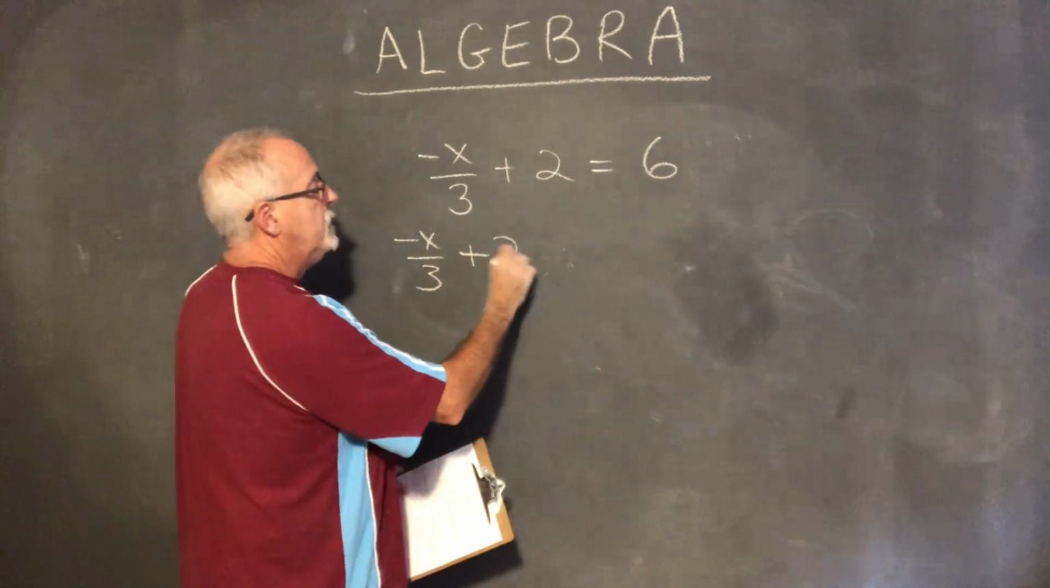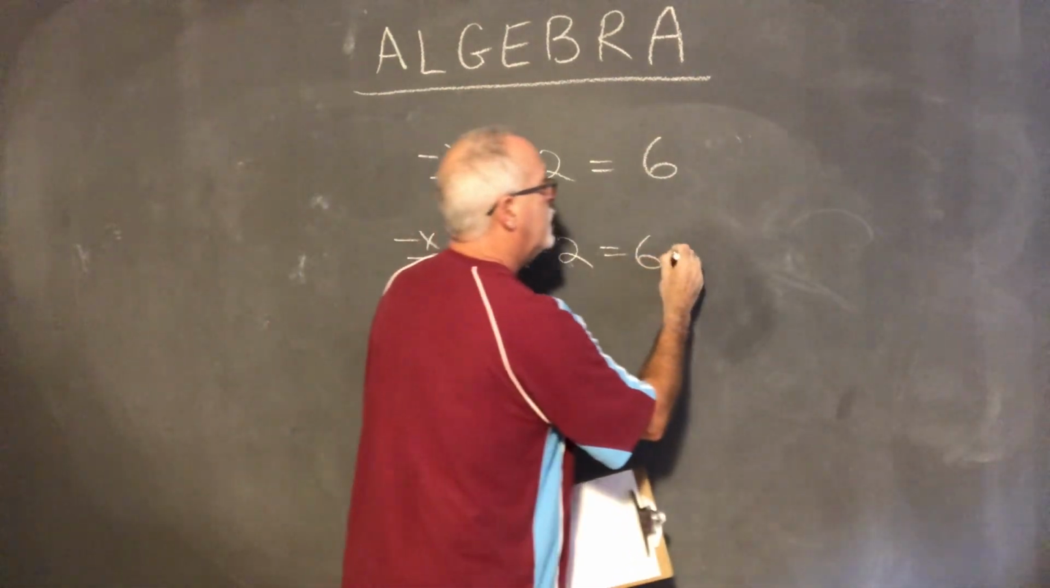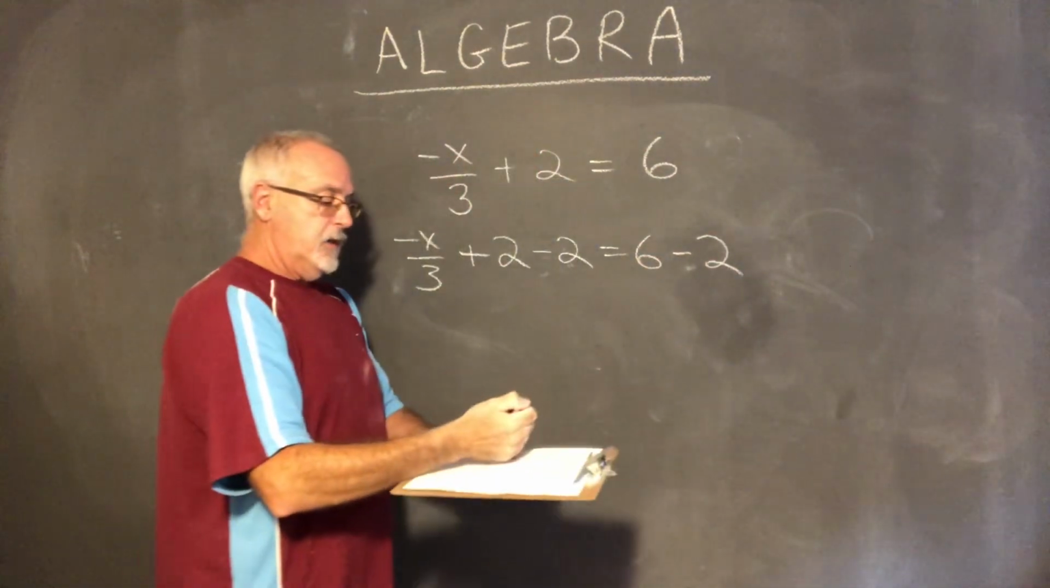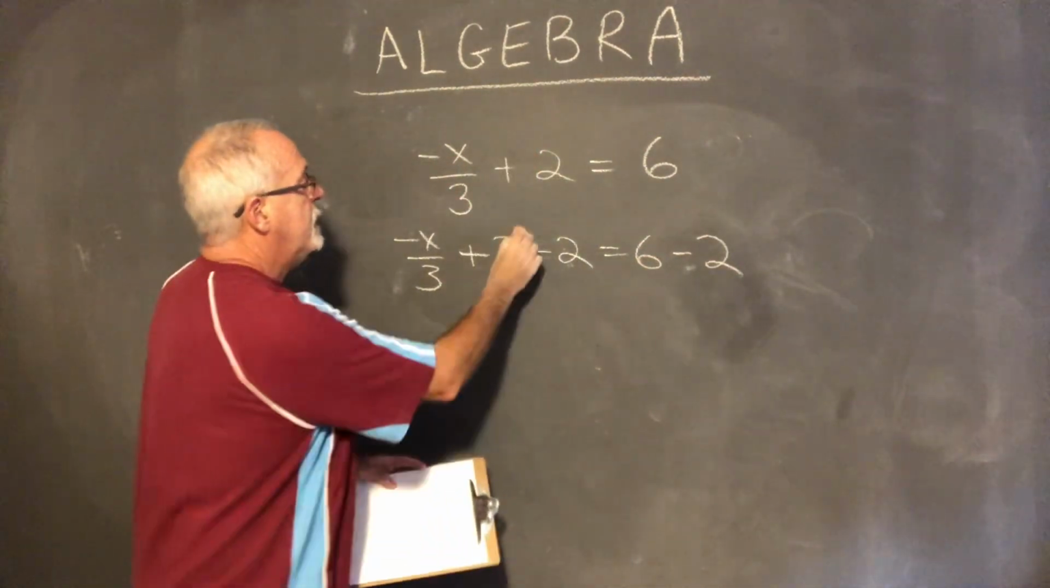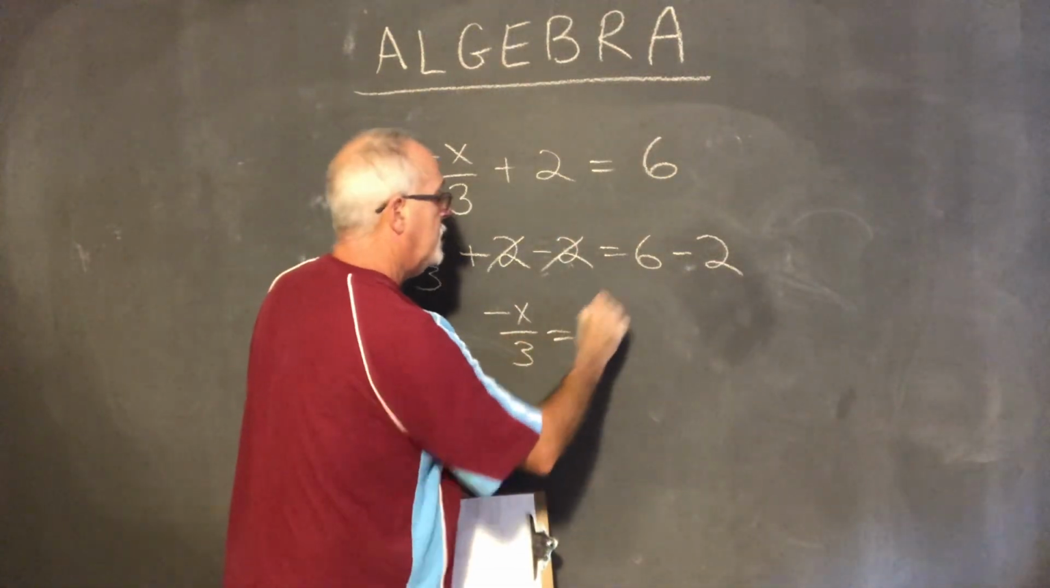But if I'm adding a 2, I want to do the opposite. I want to subtract a 2. What I do on the left side, I do on the right side. I'm subtracting a 2 on both sides. These cancel. Negative x over 3 equals 6 minus 2, which is 4.